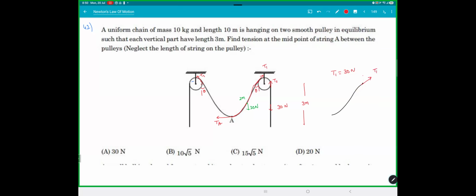So we have a T1 here with an angle theta here, and we have TA here, and we have our own weight 20 newtons here. Perfect. So T1 cos theta is balancing the 20 newtons, and T1 sine theta is balancing your TA. Square them and add them, then you'll end up with T1 square is equal to 20 square plus TA square. And what is T1? T1 is 30. So TA square is 30 square minus 20 square. That's 500. So TA is 10 root 5.